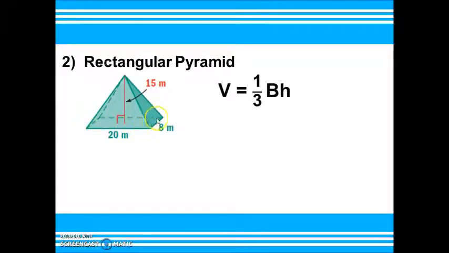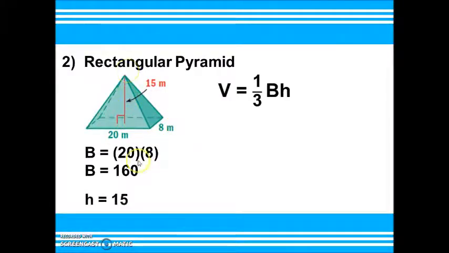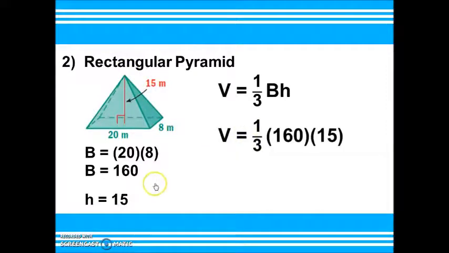Okay, so you should have done 20 times 8, which would give you a base area of 160. The height of this pyramid then would be 15 meters. And so as we plug in, we've got 1/3 times 160 times 15. Again, you can type into your calculator 160 times 15, get that total, and then divide that by 3 to take 1/3 of it. And we're going to end up with 800 cubic meters.